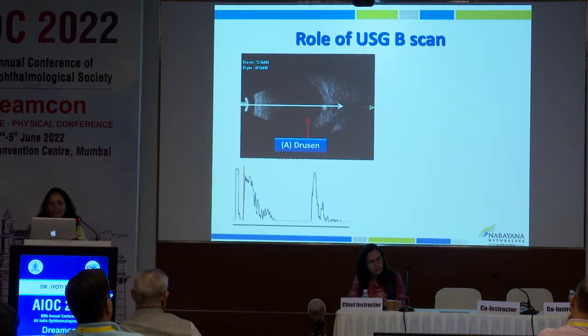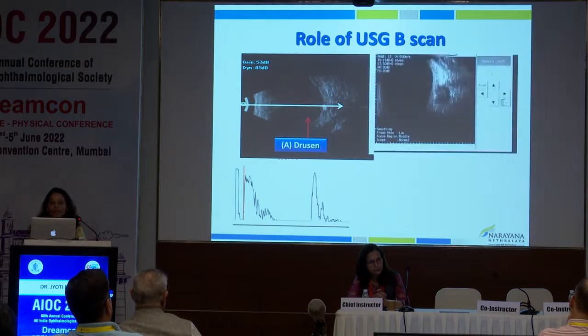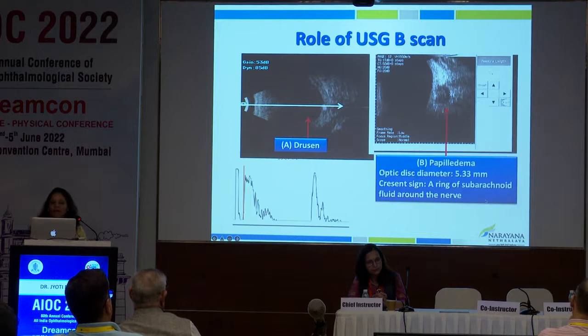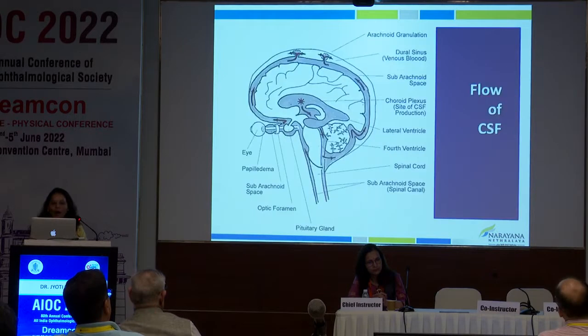Now, as I said previously, the USG B scan is very important because it not only rules out pseudo disc edema by looking at the drusen, but it classically picks up this crescent around the disc. This is the SAF, the subarachnoid fluid of the raised ICP, which is transmitted around the optic nerve. If it's more than 3.5 millimeters, definitely this disc is edematous. And why? Because you know that CSF is produced by the lateral ventricles, goes through the third ventricle and fourth ventricle into the subarachnoid space, and this space is right around your optic nerve head, and this is what you pick up in your B scan.